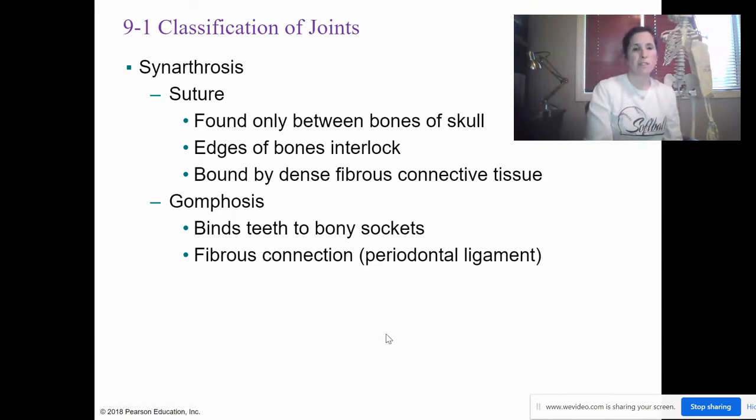Your gomphosis is how your teeth bind to bony sockets. So there is actually a fibrous connection. So you might have heard of people going to the periodontist. That's a more specific area in dentistry. There's a periodontal ligament there.